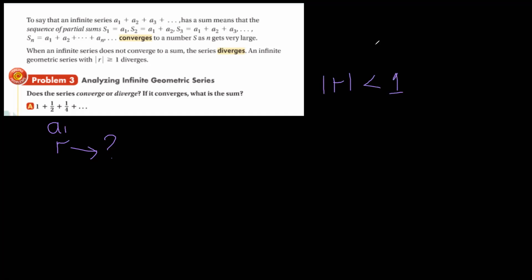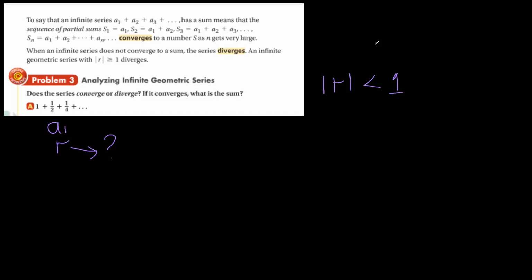Does this series converge or diverge? And if it converges, what is the summation? Let's see here now. The first step: as you see here, it doesn't stop, it will continue without bound. So it means it is an infinite series. Because it's infinite, I need only a sub 1 and r. Before that, I want to check if the absolute value of r is greater than 1 or less than 1.